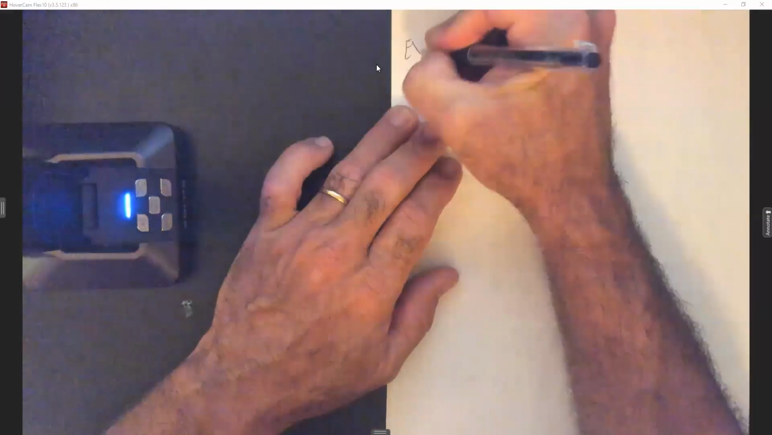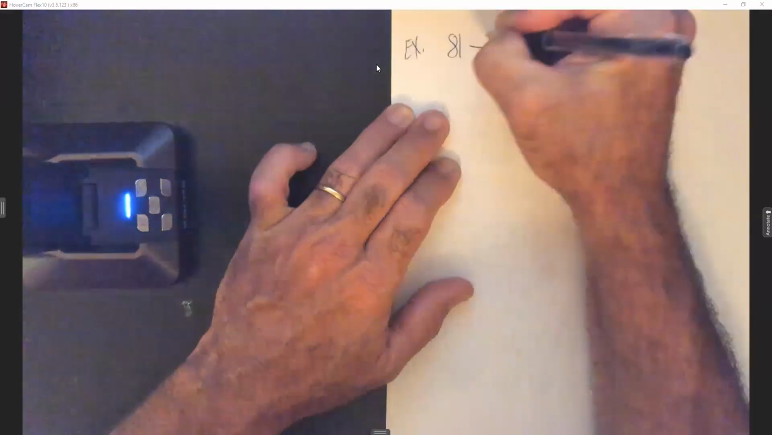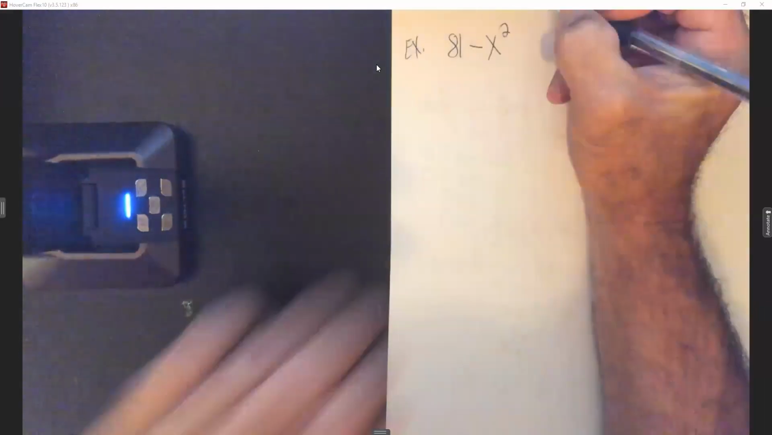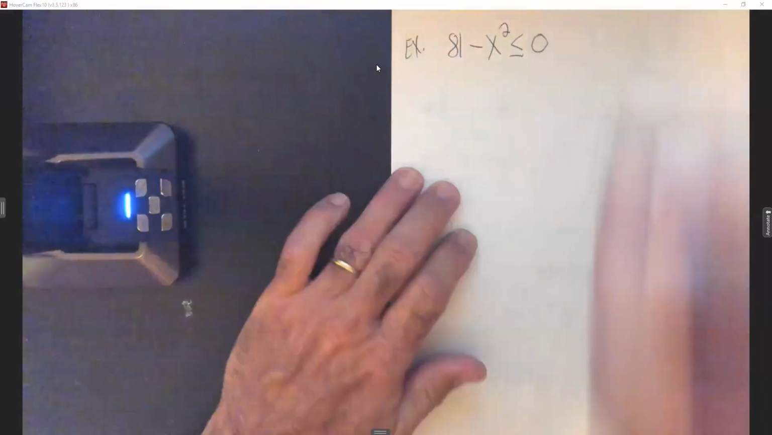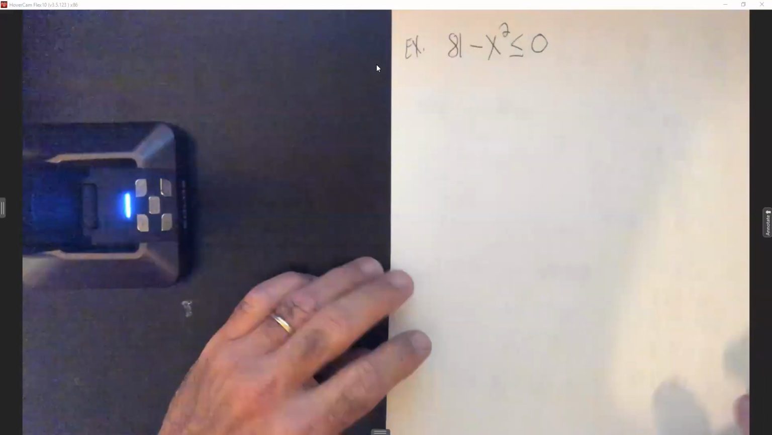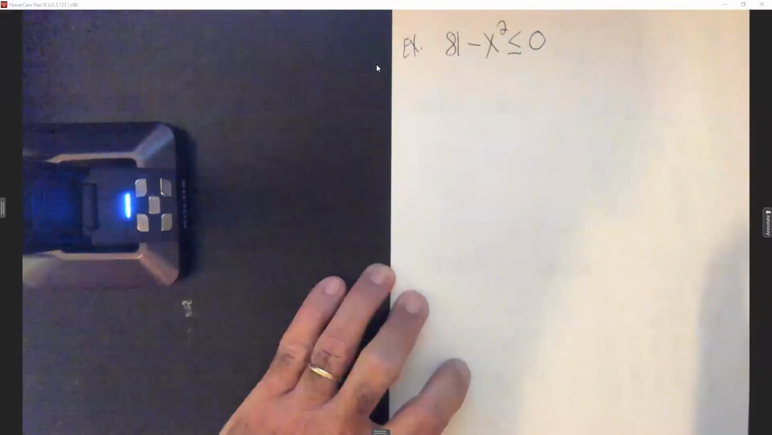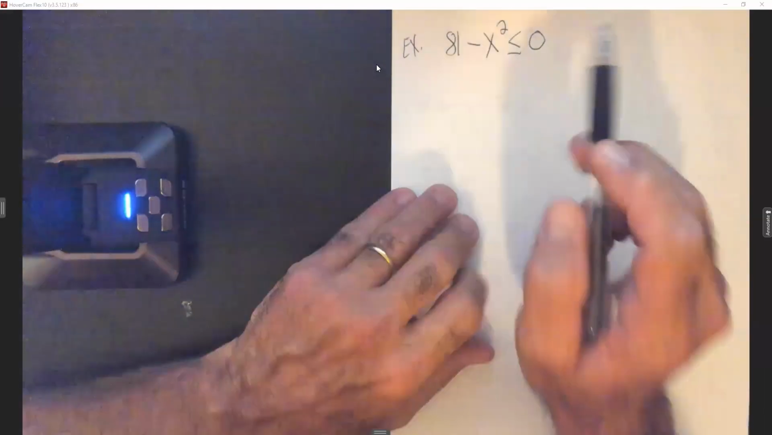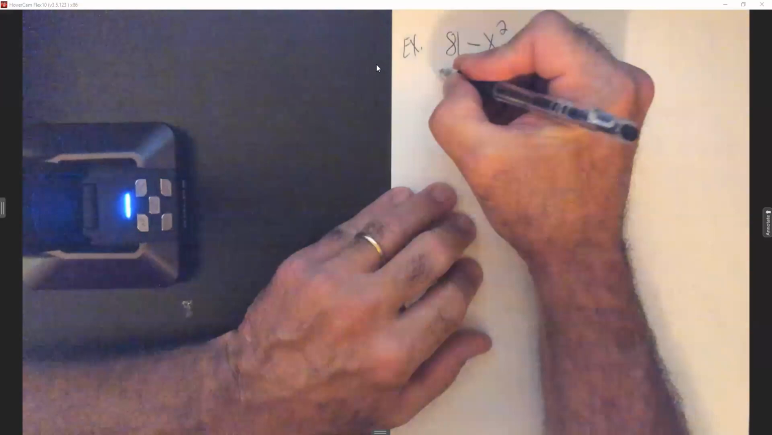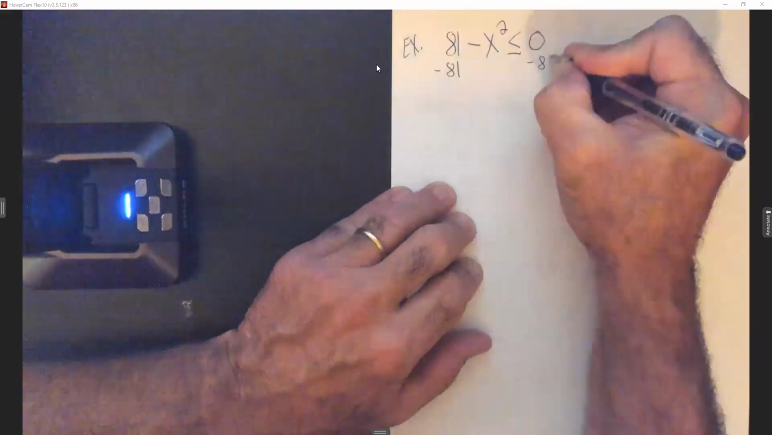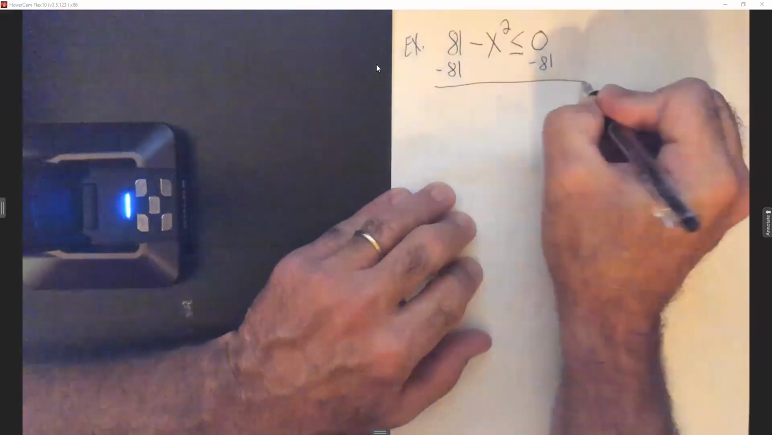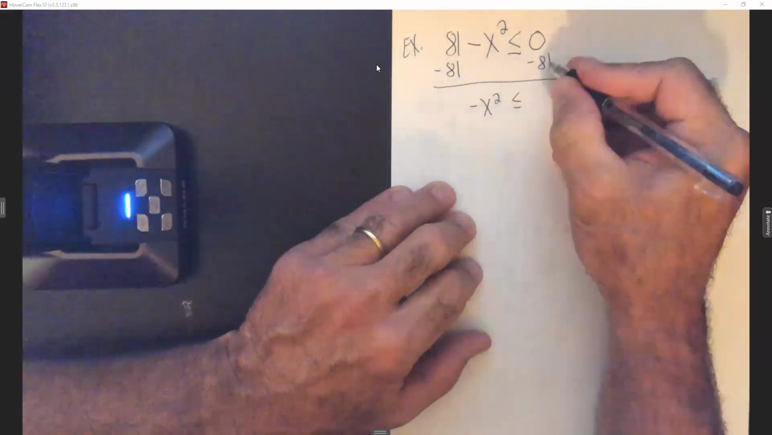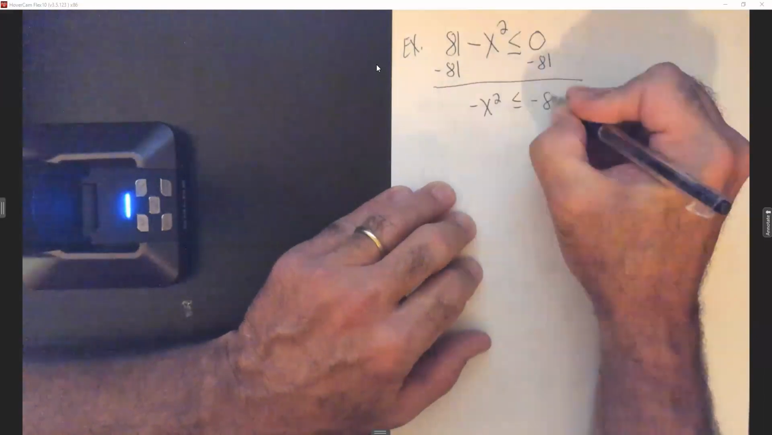All right, how about this? 81 minus x squared is less than or equal to 0. So this one, I would solve like I did the last one because there's not an x in it. So move the number over, take square roots. So I'm going to move that 81 over. So I get a negative x squared less than or equal to a negative 81.